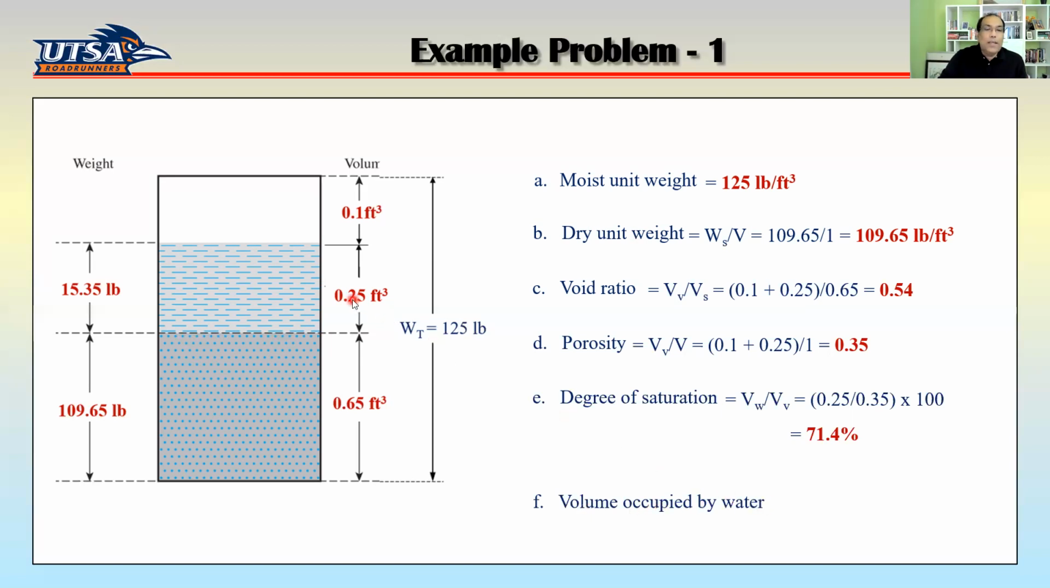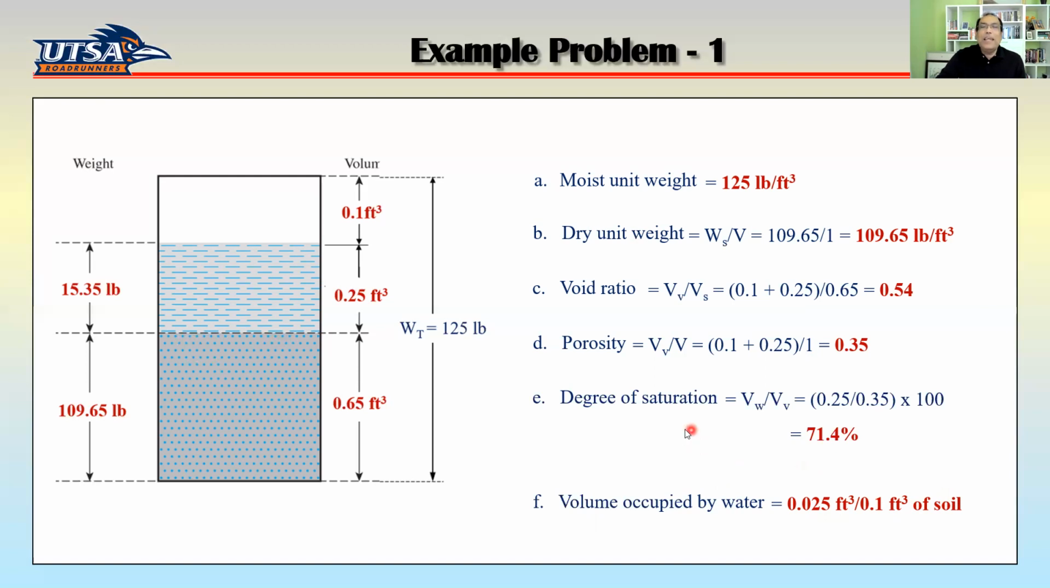The last question is volume occupied by water. We already saw that one here, that's 0.25 feet cube for 1 feet cube of soil. But actually I was given only 0.1 feet cube of soil. So if they ask how much volume is occupied in 0.1 feet cube of soil, that would be 0.025 feet cube of water in 0.1 feet cube of soil, okay?